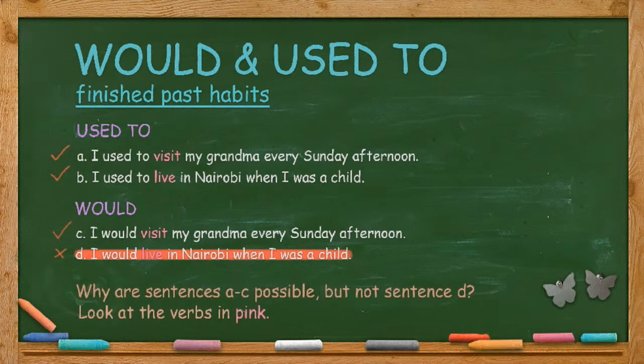Why are sentences A to C possible, but not sentence D? Look at the verbs in pink. We can use used to with action verbs and state verbs. However, we can only use would with action verbs.